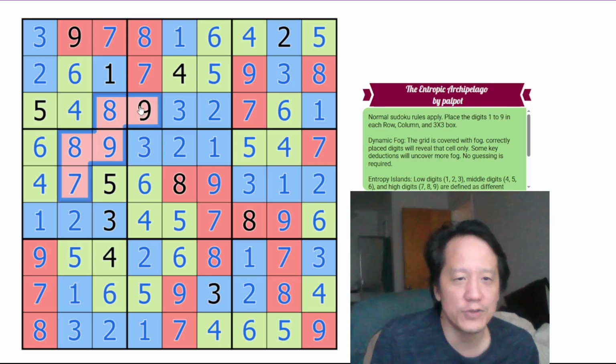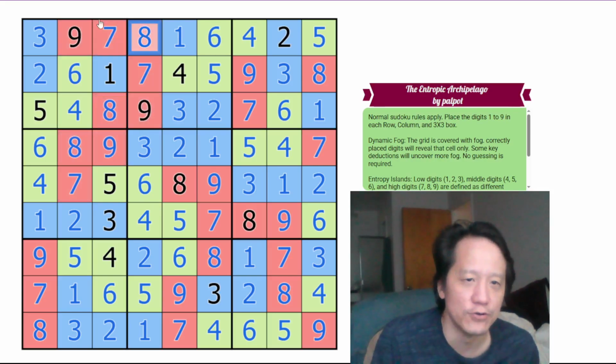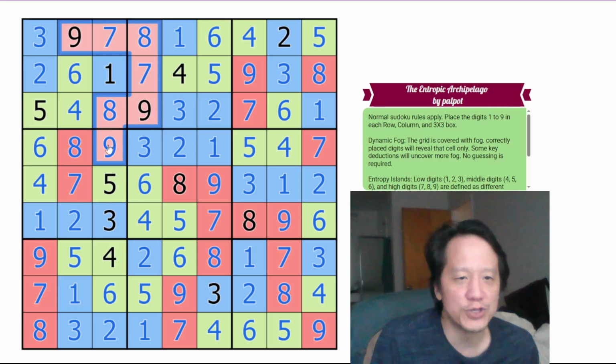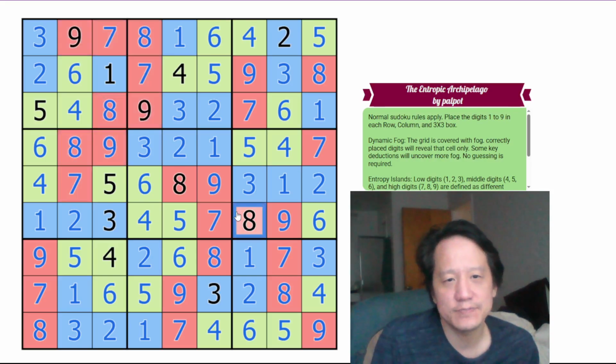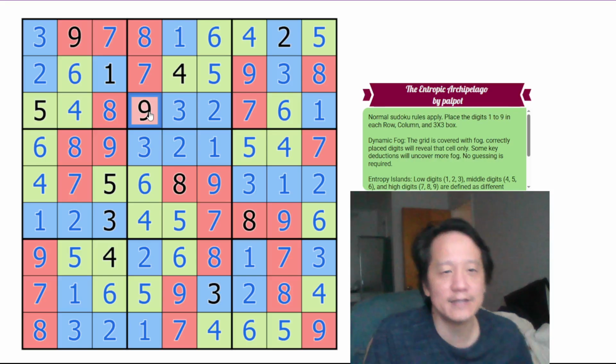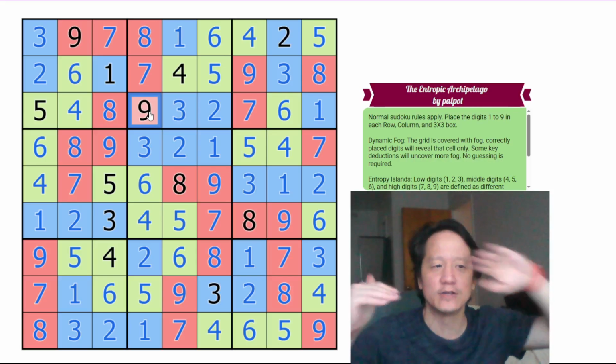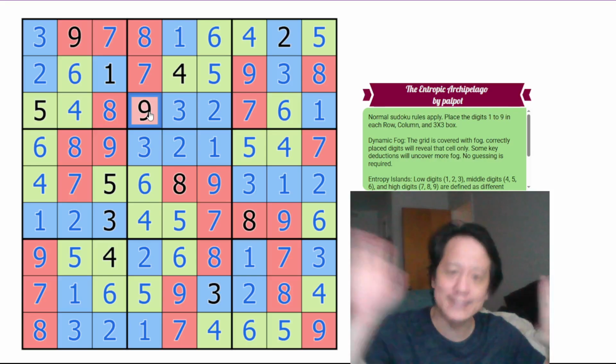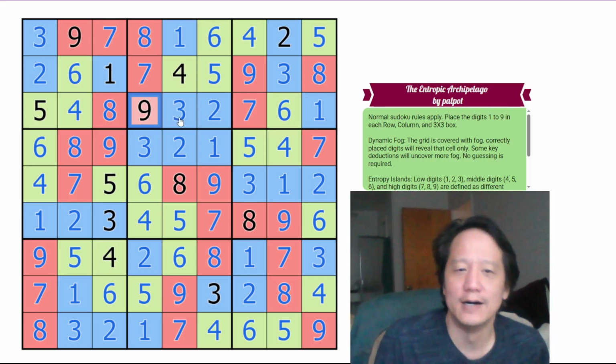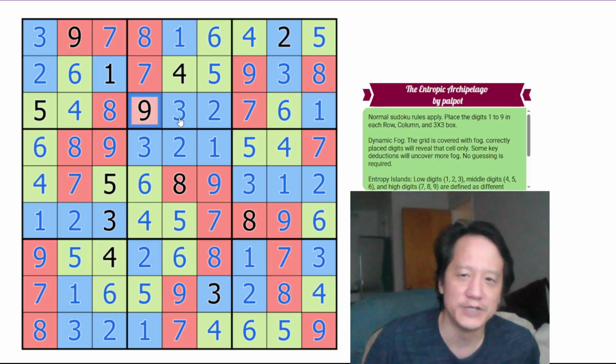And then you have all the givens, which basically have to say what the size of that island is, which is really cool. And it helped to disambiguate everything, too. So it was just an excellent, excellent puzzle. Very, very well done, Palpot.